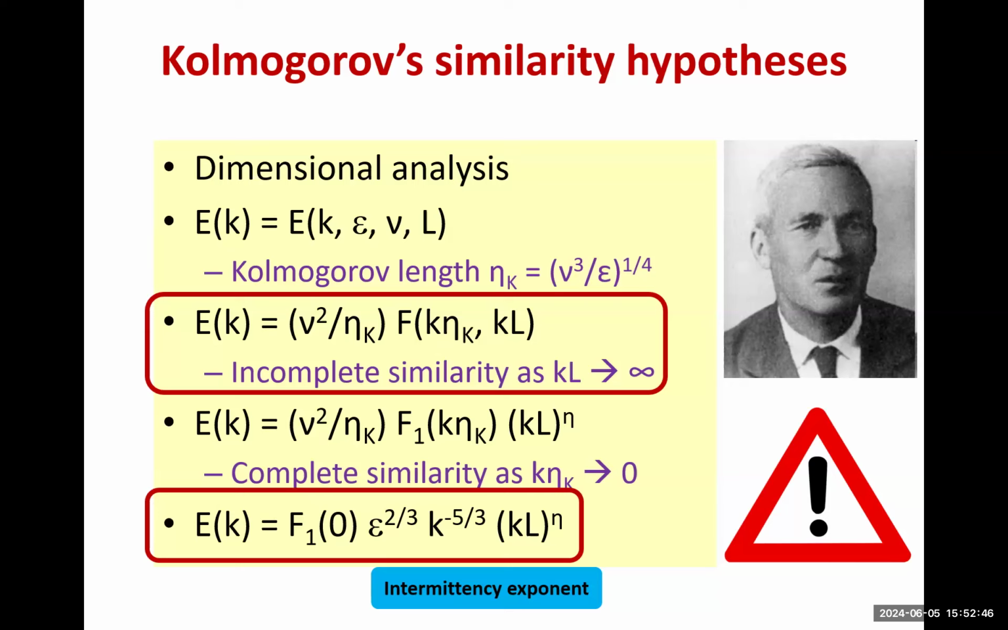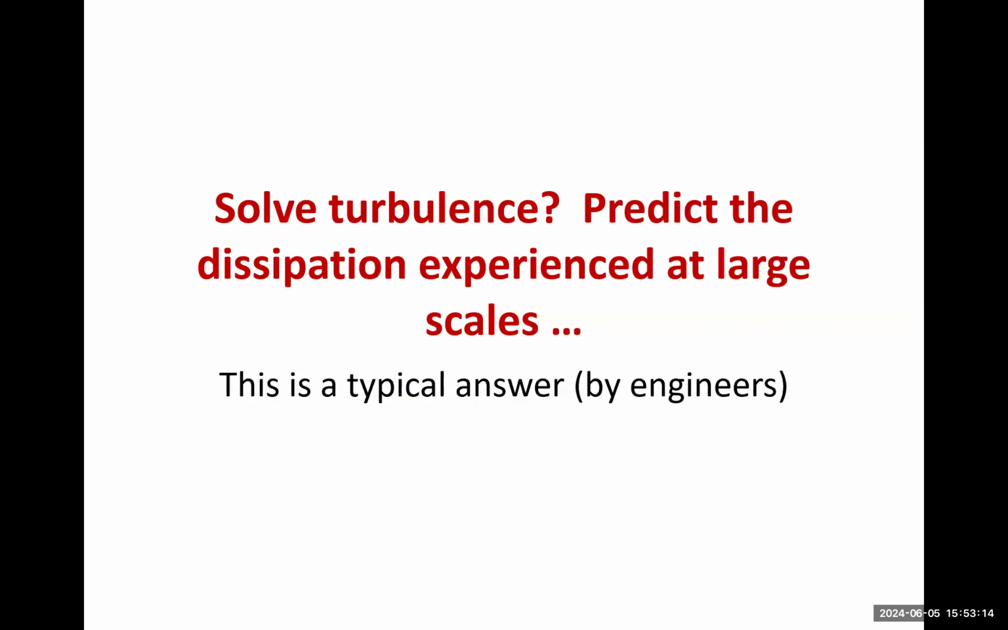So if you do it like that, then your scaling law, k to the minus 5/3, gets modified by k to the power eta. And this is an anomalous dimension, just like in the renormalization group for phase transitions. Okay. So that's called the intermittency exponent. And so Kolmogorov's argument is not quite correct.